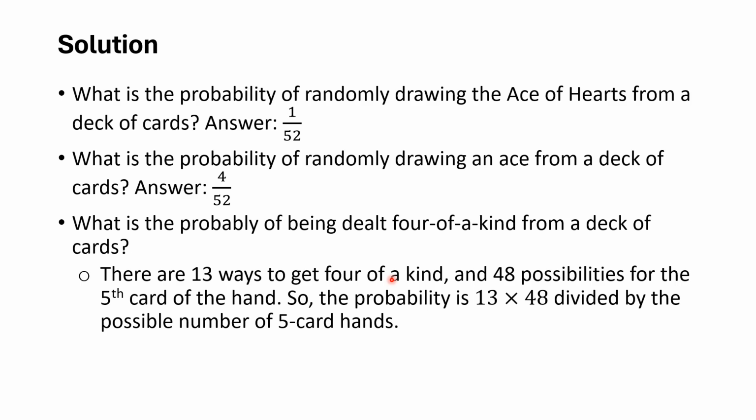So the probability of getting 4 of a kind is 13 times 48 divided by the possible number of 5 card hands. Well, we don't know what that is yet. You may know what it is, but I haven't explained it yet. So I need to explain how to get how many different 5 card poker hands you can get out of a 52 card deck, and then that would get divided into 13 times 48 to get our probability. So let's talk about that next.